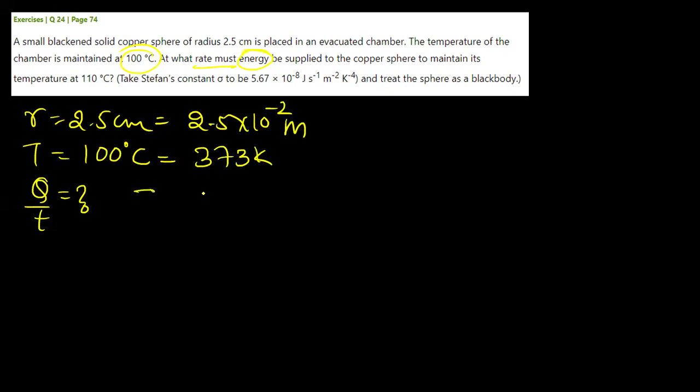Another temperature is given as 110 degrees Celsius. There are two temperatures given. One is given as 100, one is given as 110 degrees Celsius. Again, Stefan's law, which we have already studied, we will use that. So the chamber is given as 100. So I will write the surrounding temperature and I will write this as T equal to 110.